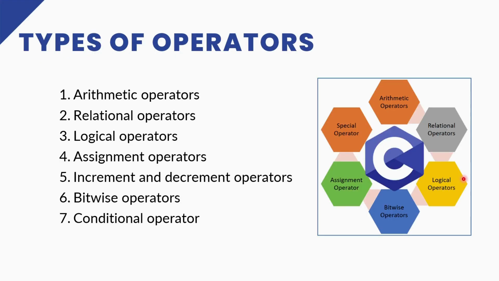Now, types of operators. There are 7 different types of operators: arithmetic operators, relational operators, logical operators, assignment operators, increment and decrement operators, bitwise operators, and conditional operator.